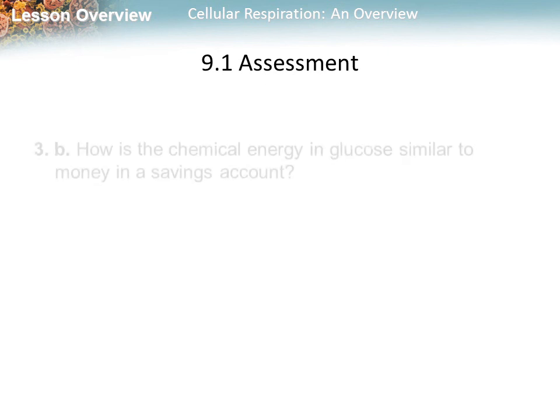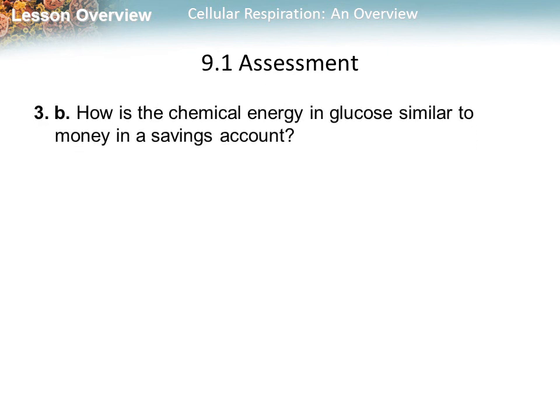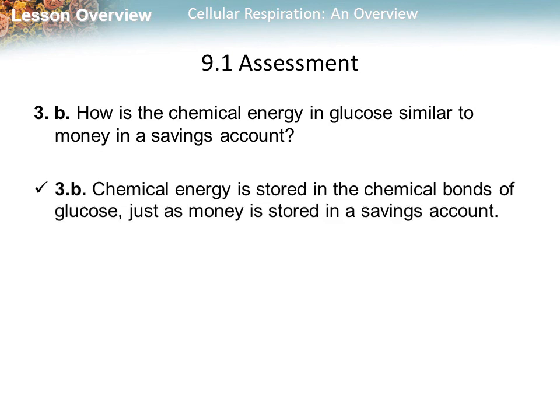Let's go to 3B. How is the chemical energy in glucose similar to money in a savings account? Chemical energy is stored in the chemical bonds of glucose, just as money is stored in a savings account.